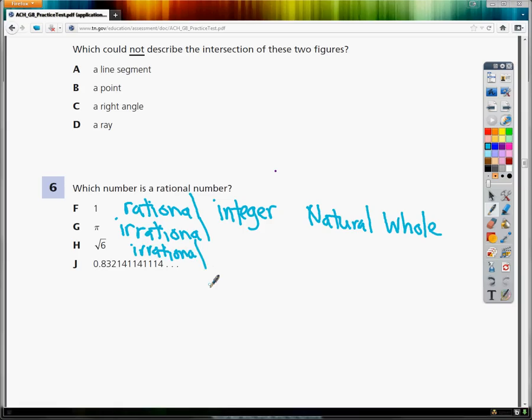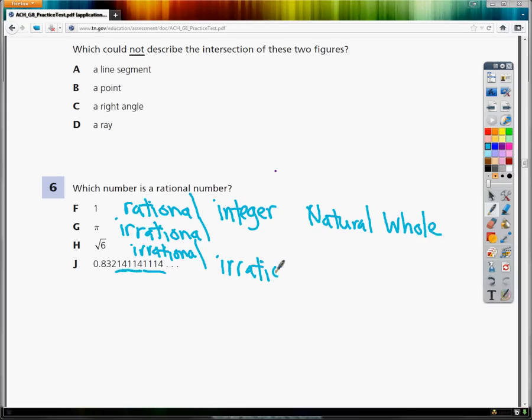And the last one, there's no real pattern. It seems like there would be an end, because you've got those 114 things, but if you look here, it's 14, and then it's 114, and then it's 1114, and it goes on and on, but there's really no endpoint to it. It won't make a nice, easy fraction, so that's also irrational.